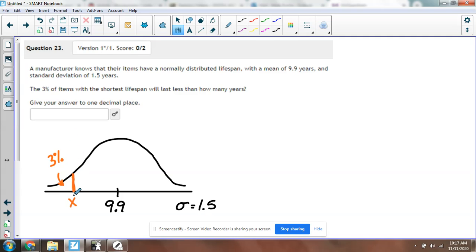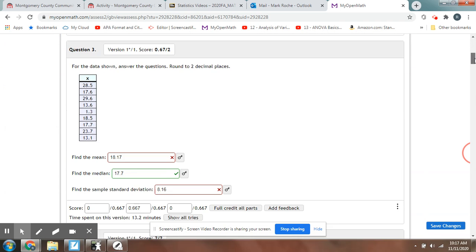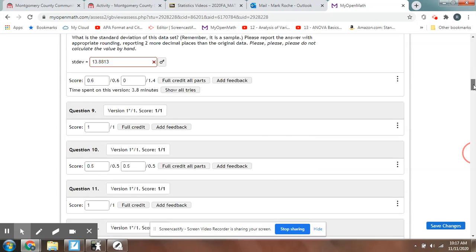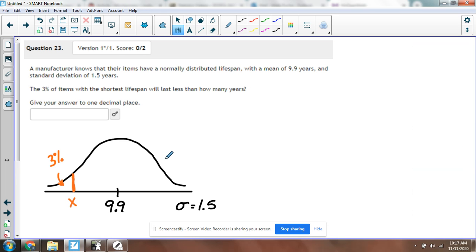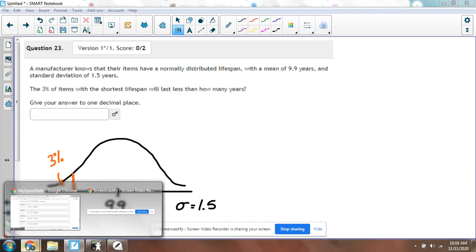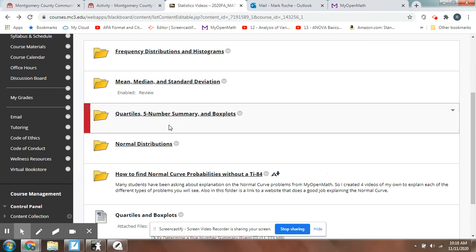Okay, so I think I looked at your problem set. You've got a lot of the questions done that ask you to find the percentage given a value. Now we're going to go backwards. So I have this percent here, and I want to find the value. Before I do that, I'm going to use my z table to find the z value that cuts off the bottom 3%. So if you go to our Blackboard page, there it is.